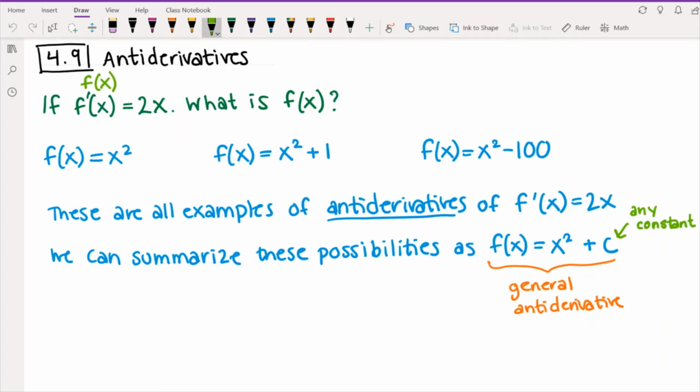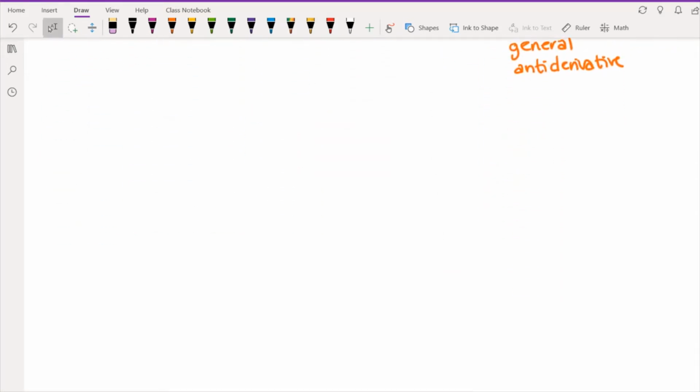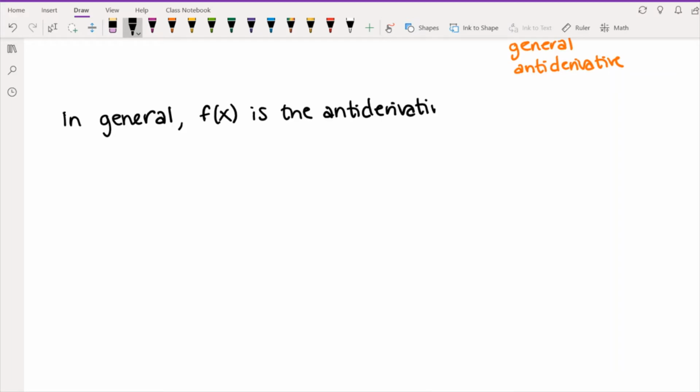So if you're trying to find the antiderivative of a function that doesn't have a prime symbol on it, we now have this new notation we'll use, which is just going to be a capital of whatever letter was used for the function. So I'll write that down below. Basically, it's just a notational thing. So in general, we can say that f of x is the antiderivative of f prime of x.